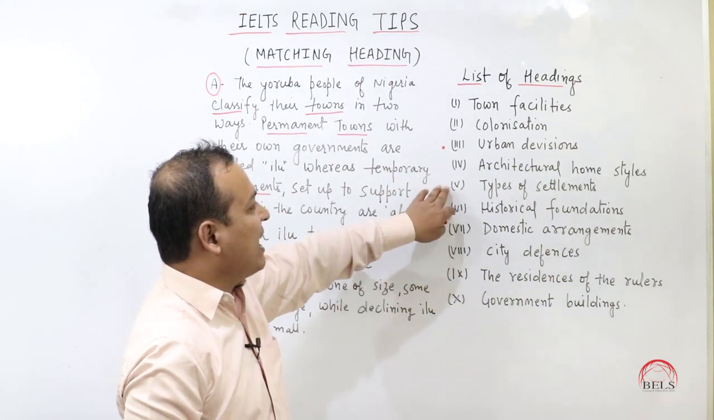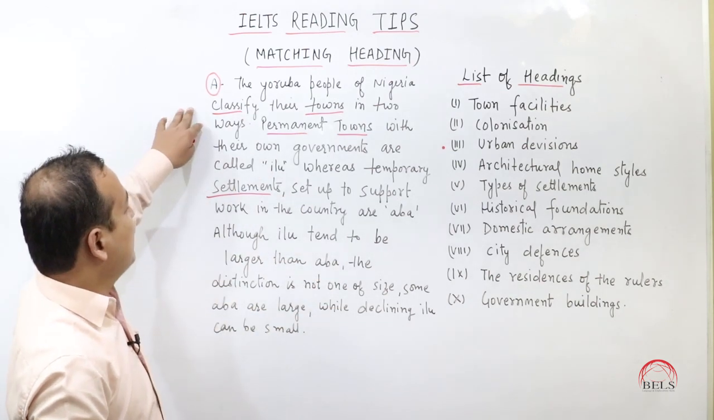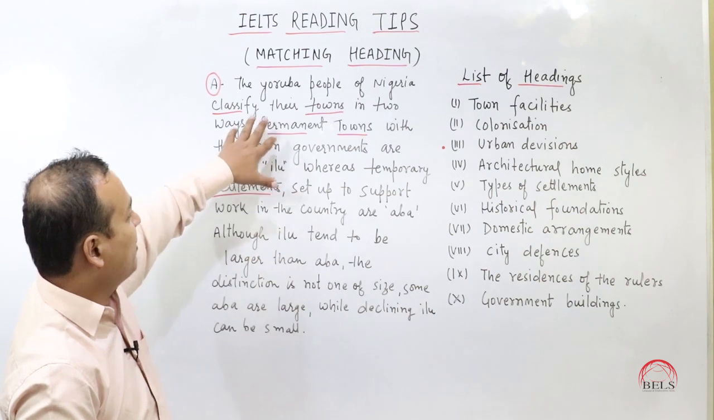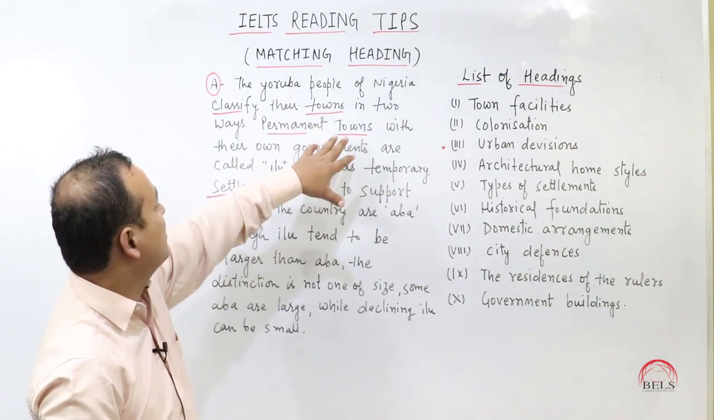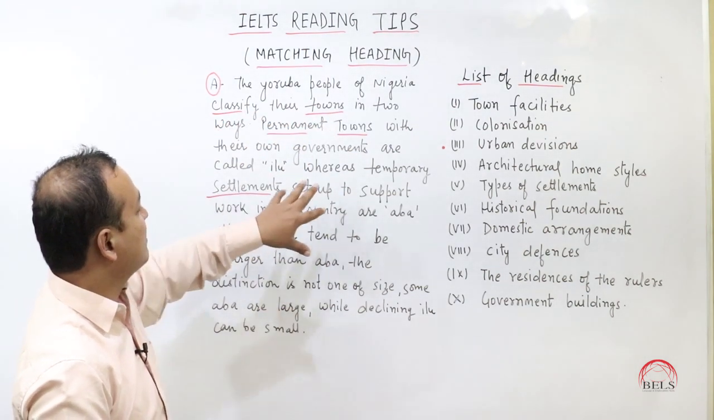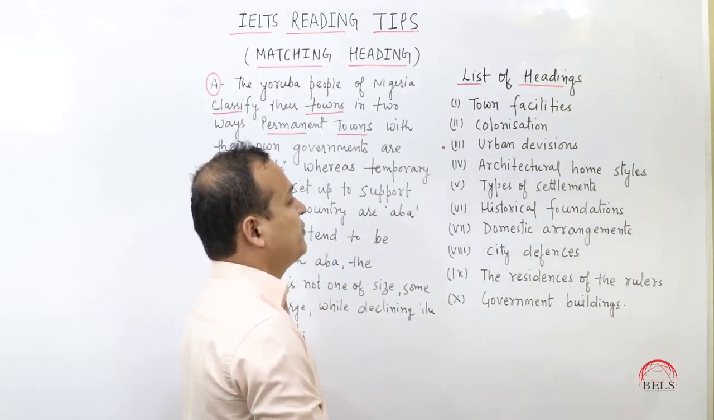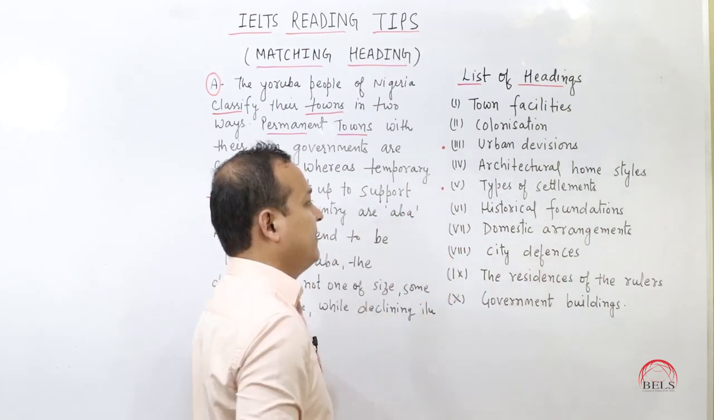All right. Now, types of settlements. If you see this, yes, it's talking about settlements. There are different types of settlements. Here, the Nigerians classify their towns in two ways, temporary settlements and permanent settlements. They are talking about the settlements. So we have doubt with this one. This can also be the answer.